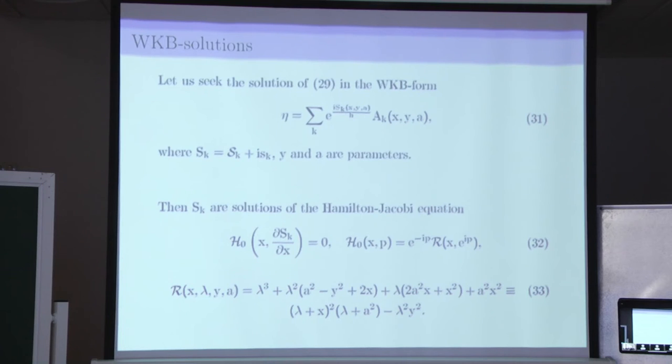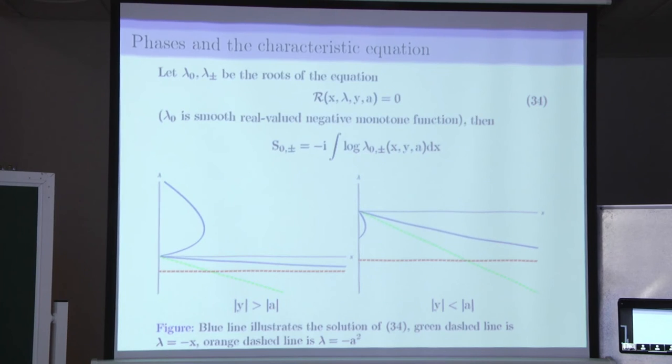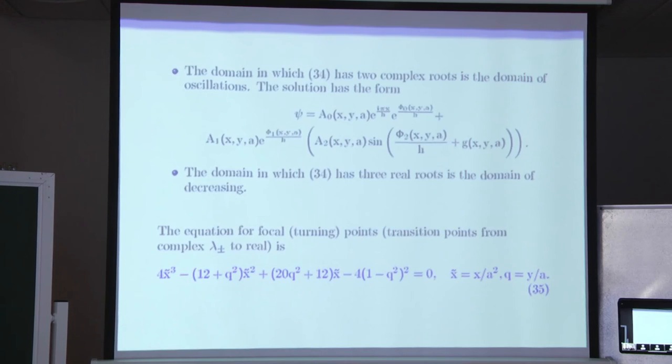So now we need to study the properties of this polynomial. And the first and crucial moment is that one of the roots of this polynomial is a global, real root. And this root can be separated. So we have one global real root and two other roots, lambda plus, lambda minus, that can be real, and then after the focal point, they become complex. So if we separate this real root, we can expand our solution into a sum. This solution corresponds to the root lambda 0, and this solution corresponds to the two other roots.